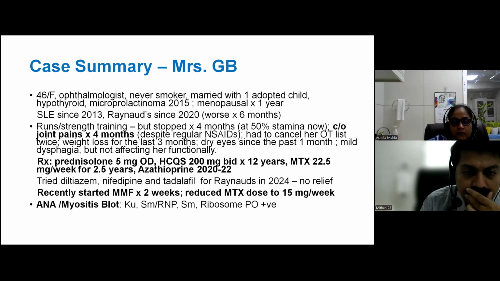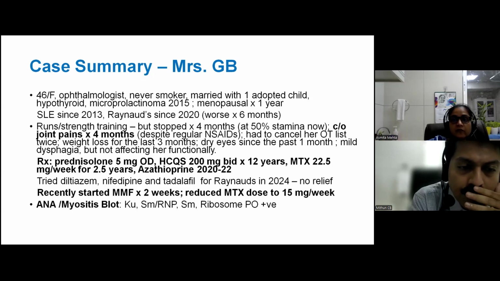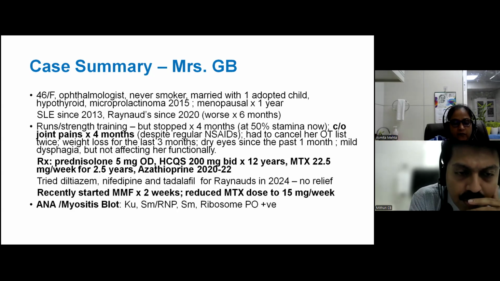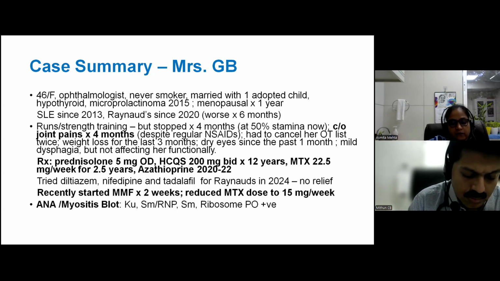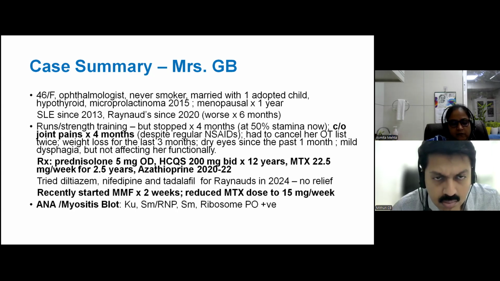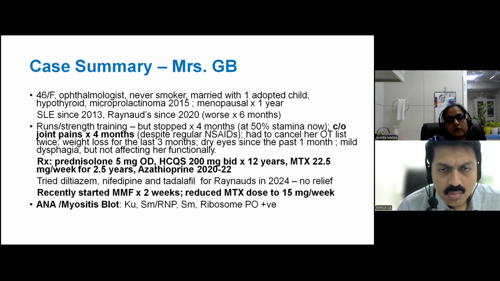For her Raynaud's, she tried diltiazem, nifedipine, tadalafil last year, no relief. Recently, her rheumatologist in Mumbai, Balkrishnan, whom Mithun may be knowing, started her on MMF for the last 2 weeks, and he's reduced the methotrexate dose to 15 milligrams. The reason being the lung problem that she has developed, because she's at 50% stamina now, but her joint pains are equally bad. So the methotrexate's come down, MMF is started. ANA and myocyte is blocked.